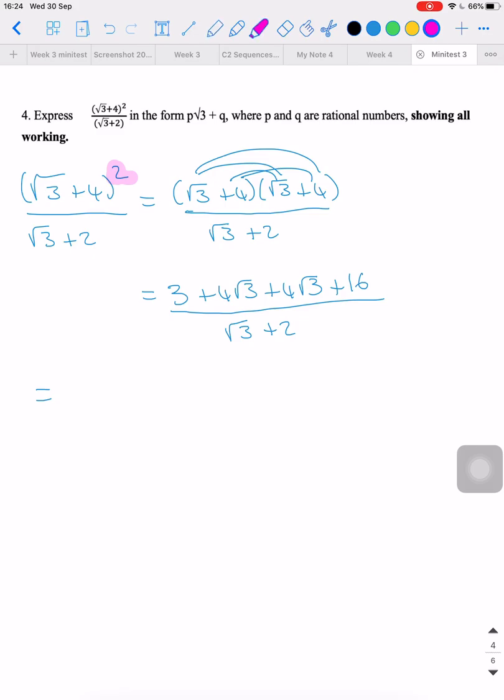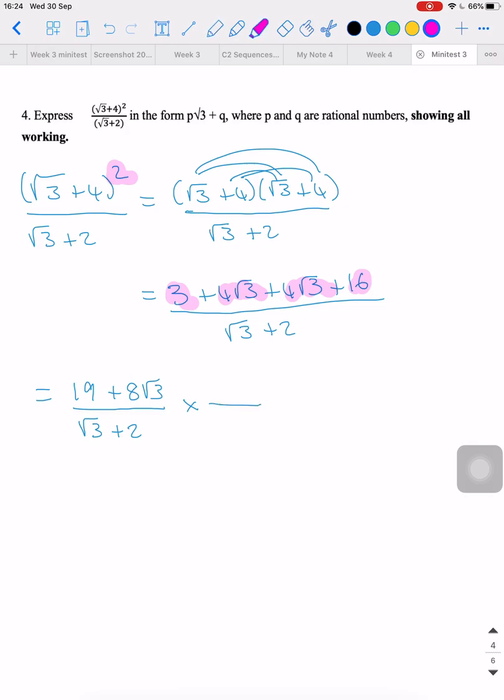So that all simplifies down. On that numerator I've got 3 plus 16, so 19, and then I've got 4 root 3 plus another 4 root 3, so plus 8 root 3, all over root 3 plus 2. Okay, so now I'm ready to rationalise the denominator.